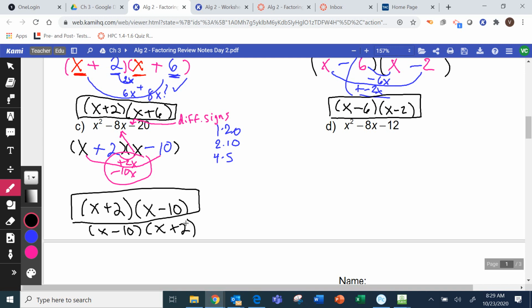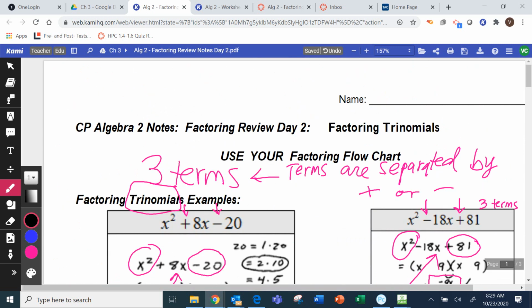What if somebody wrote their answer like this? What if somebody wrote their answer like that? Amar? That would be a positive 8, so would this be correct? That would not be correct. You would get it wrong.